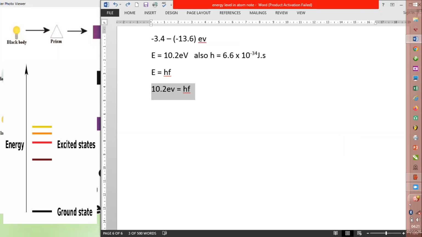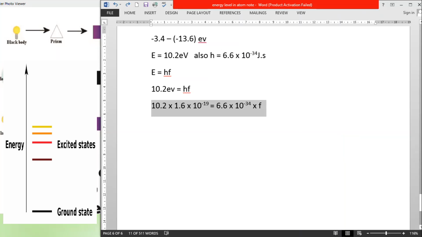So when we do that, our E, remember, change in E, which is E1 minus E2, gave us 10.2 electron volt. So that is where our E is, 10.2 electron volt, while h here is the Planck constant and f is the frequency we are asked to calculate. So when we substitute, we have 10.2 times 1.6 times 10 raised to power minus 19, which is going to give us 6.6 times 10 raised to power minus 34 times f, because 1 electron volt is 1.6 times 10 raised to power minus 19.